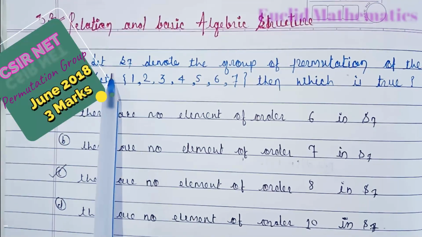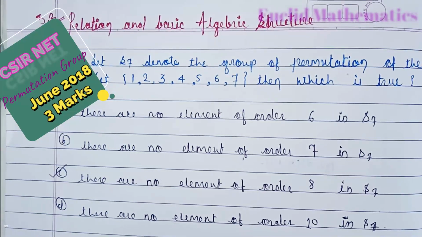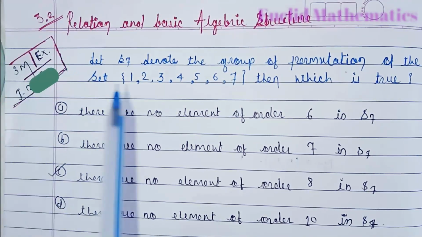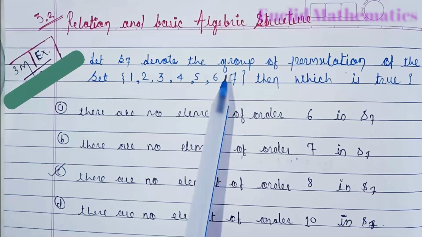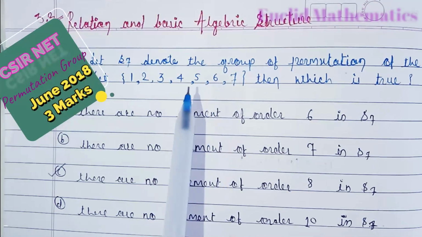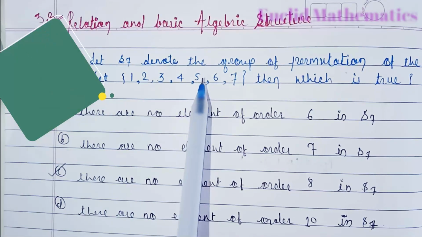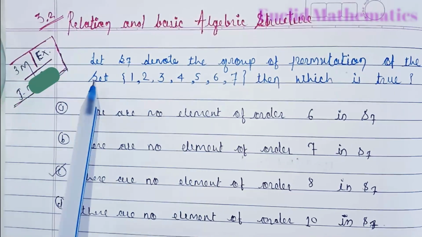This is an example which depends on a permutation group. We have to find the order of elements in a permutation group. Here the elements are given, and we have to find their orders. In group theory, to find the order of any element, we have to use some results. Okay, so let's read the question.